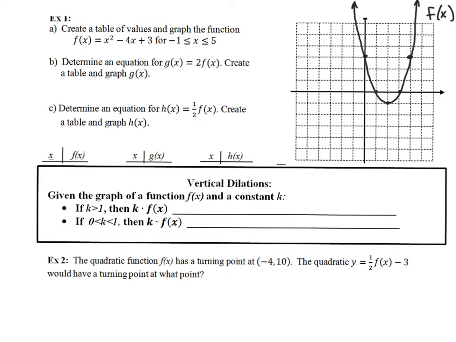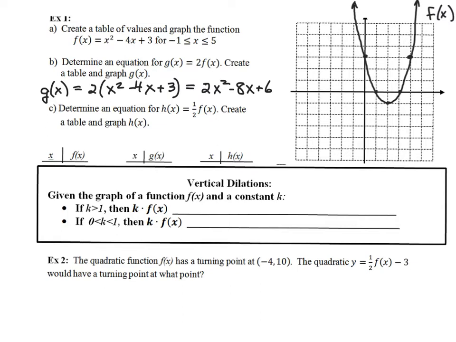Now we'd like to, in part B, determine an equation for g of x, and g of x is defined as 2 times f of x. We're going to need to create a new table of values and then graph g of x. So let's algebraically find the equation first of all. So g of x would be equal to 2 times the function f of x, so 2 times x squared minus 4x plus 3. When I multiply each term by 2, I'm getting the new function 2x squared minus 8x plus 6.